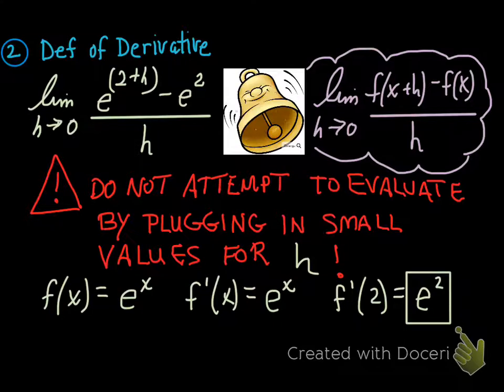Figure out f prime of x just using your derivative shortcuts, and evaluate f prime at whatever values are provided. And again, I've seen students spend a lot of time on this and get nowhere and miss the problem. They're attempting to plug in smaller and smaller values for h to no avail. Don't let this happen to you.